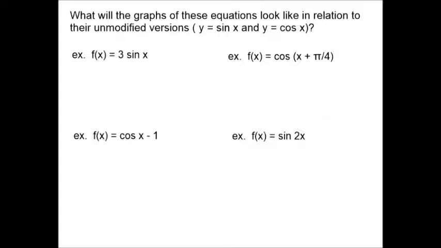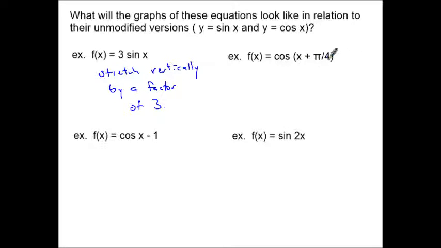Alright, so using that knowledge about how graphs can get shifted and twisted around, what will the graphs of these equations look like in relation to their unmodified versions, either the sine or cosine without extra numbers in them? Okay, so hopefully when you're looking at this guy, you think, oh, stretch vertically by a factor of 3. So there we go. Okay, let's move to the right.